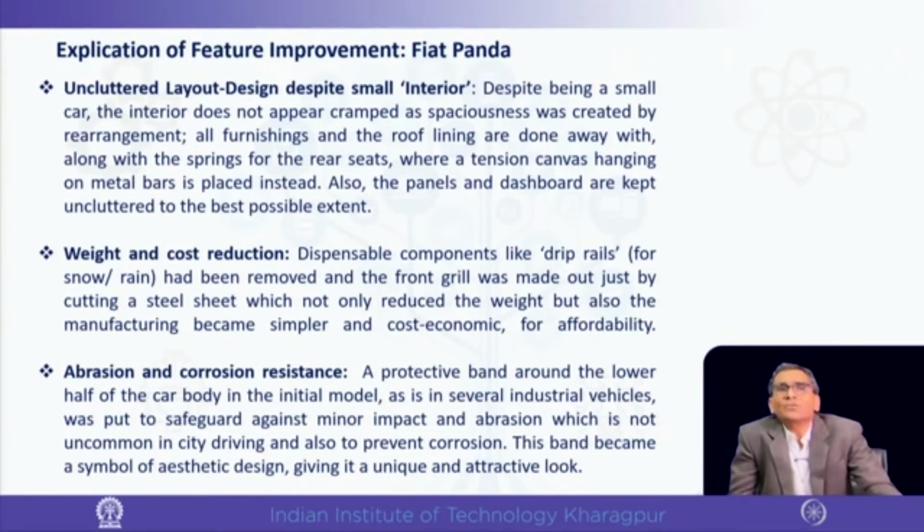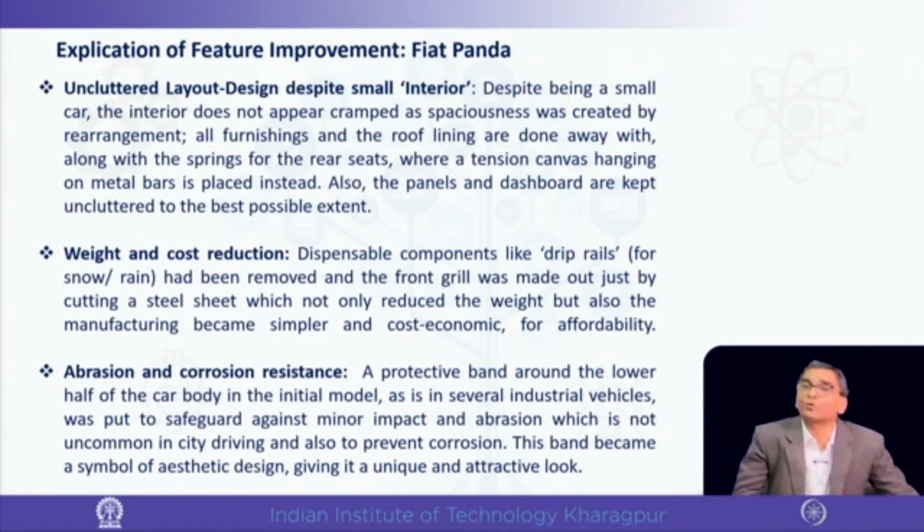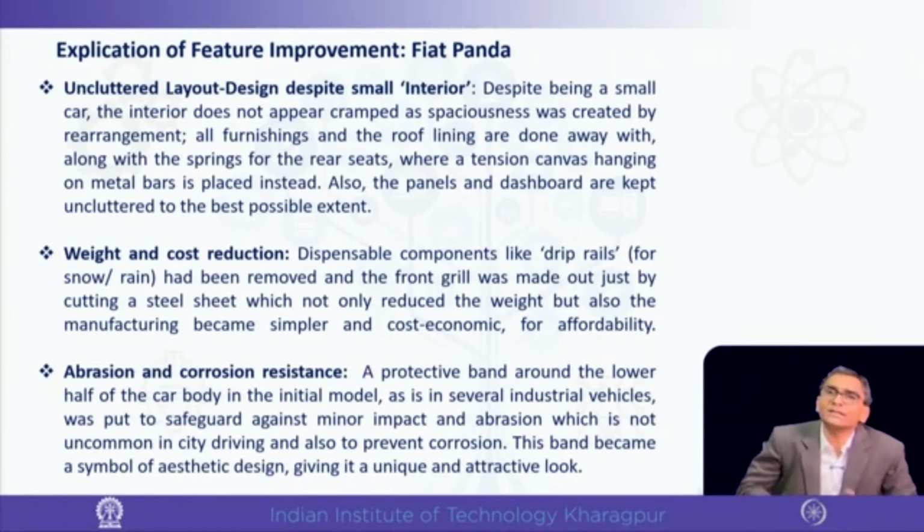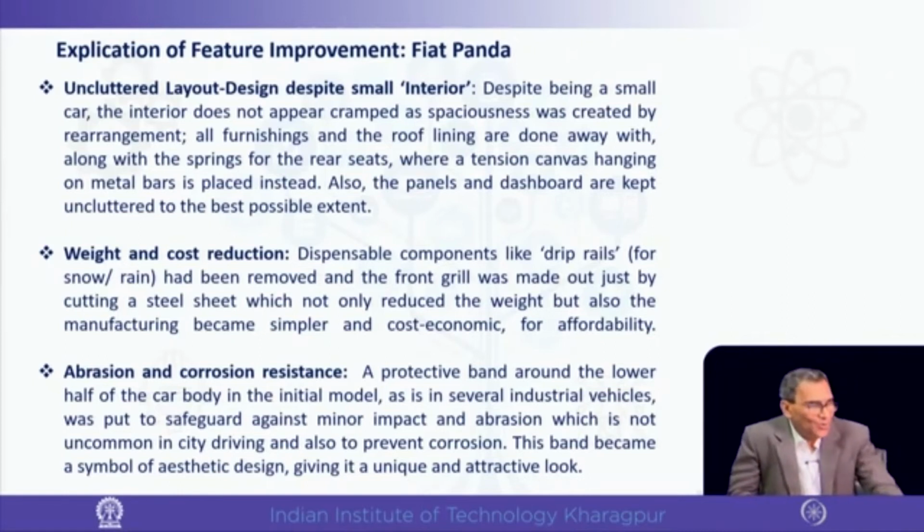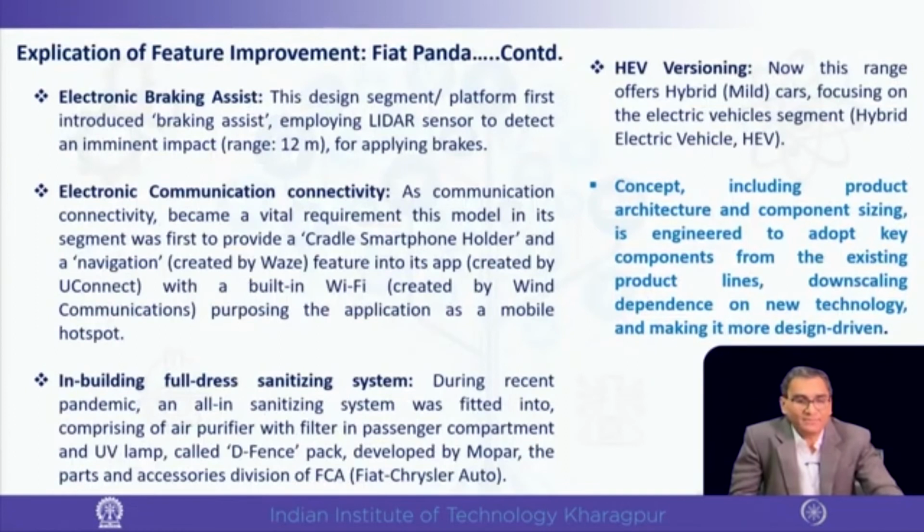For abrasion and corrosion resistance, what they did was to have a protective band at the lower part of the car, so that if it slightly rubs, there will be no scratch. Incidentally, that becomes a very attractive design symbol. People like that lower part with that band, and that gives some attractiveness. Although it was intended for scratch resistance, abrasion resistance and corrosion resistance, people liked it for other reasons too. So that became a thing.